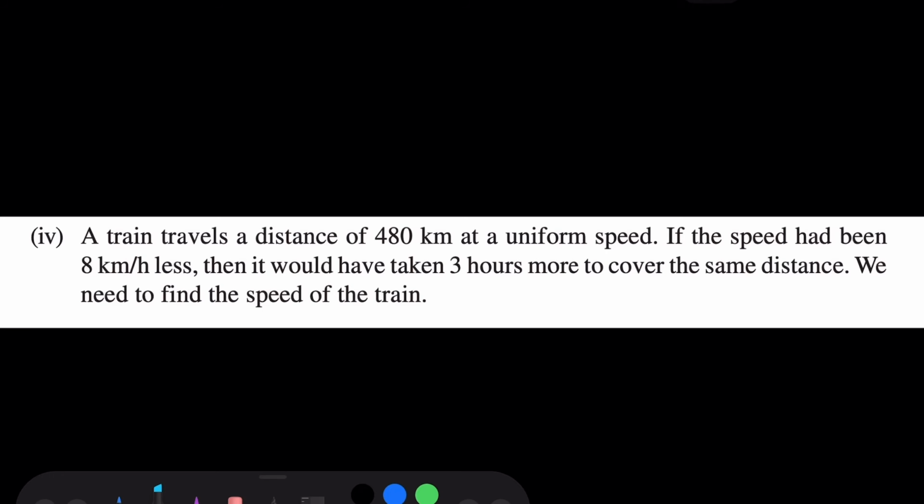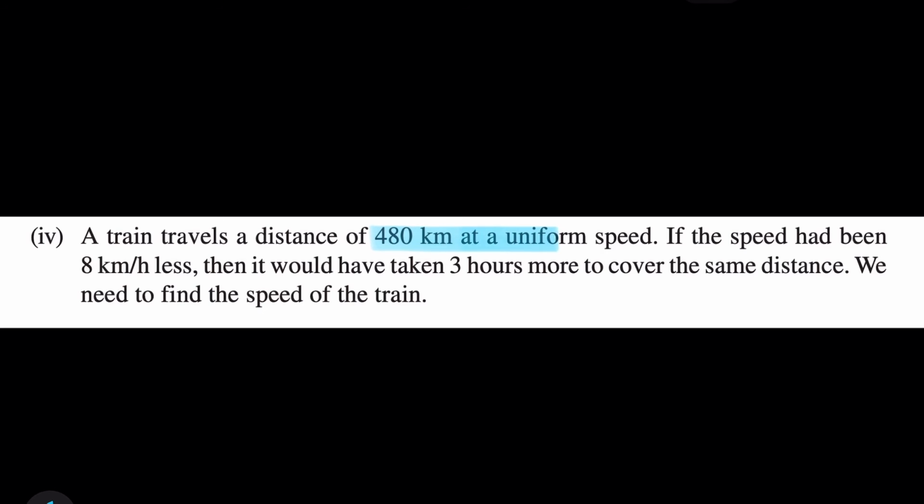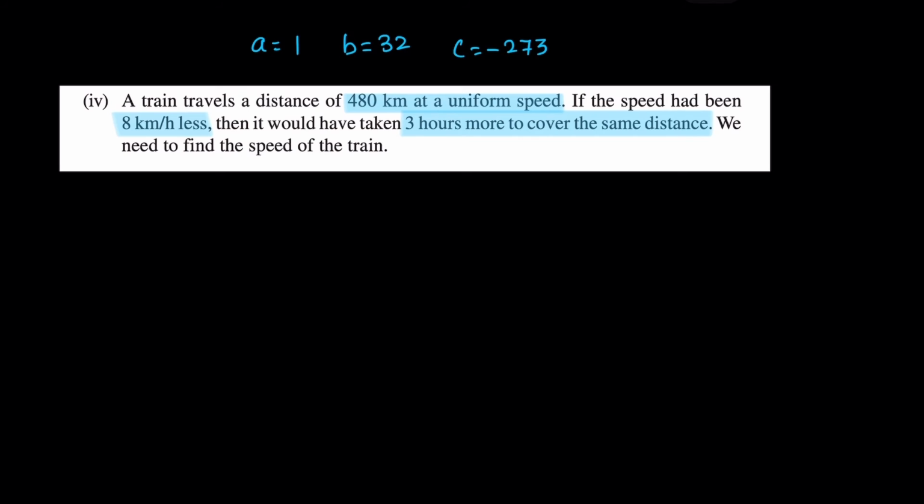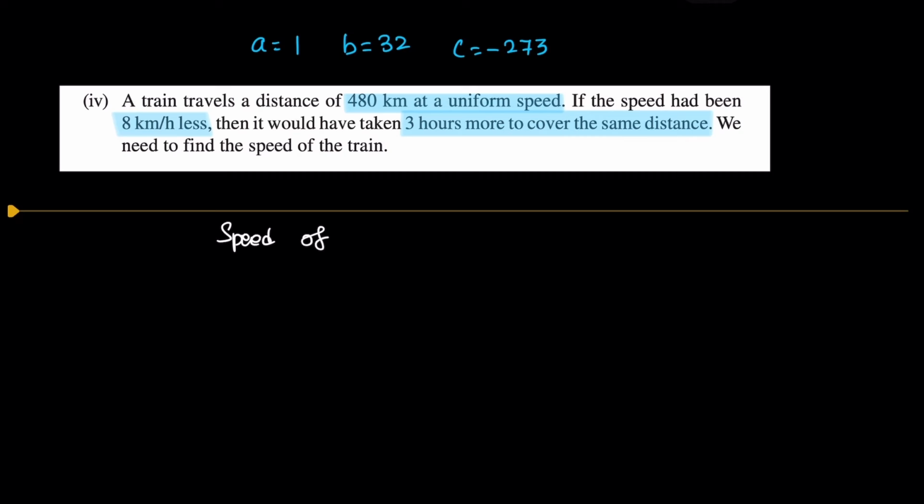Question number 4. A train travels a distance of 480 km at uniform speed. If the speed had been 8 km per hour less, then it would have taken 3 hours more to cover the same distance. We need to find the speed of the train. So assume the speed of the train is x kilometer per hour.